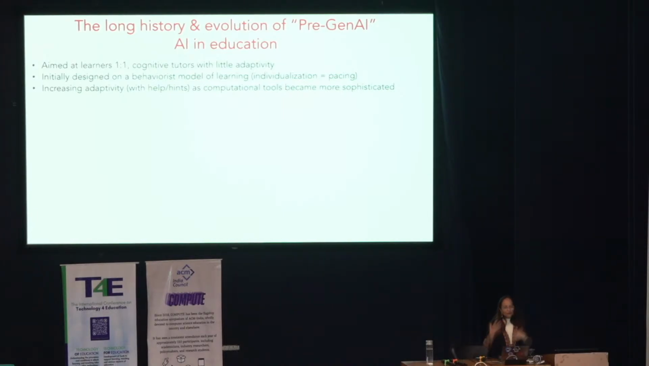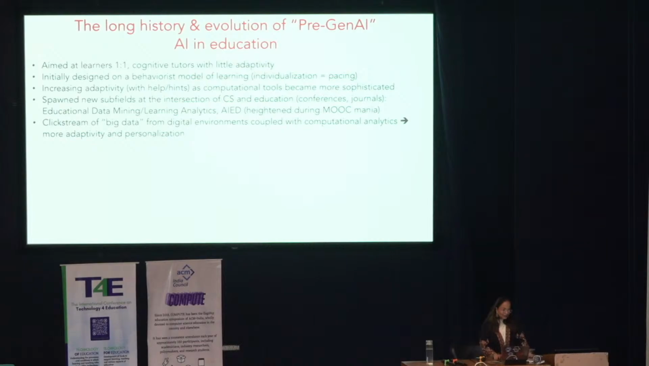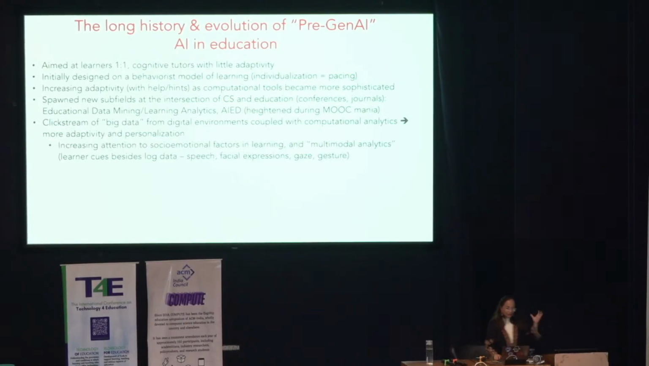But then, as computational tools became more sophisticated, there was increasing adaptivity with things like help and hints. And it spawned new subfields at the intersection of CS and education with conferences and journals: educational data mining, learning analytics, AI ed, etc. In fact, John Stamper and I co-led a project 10 years ago on this. There was a clickstream of big data from digital environments coupled with computational analytics, which led to more adaptivity and personalization. And then, with that came increasing attention to socio-emotional factors in learning and multimodal analytics, which were learner cues besides log data: speech, facial recognition, gaze, gesture.